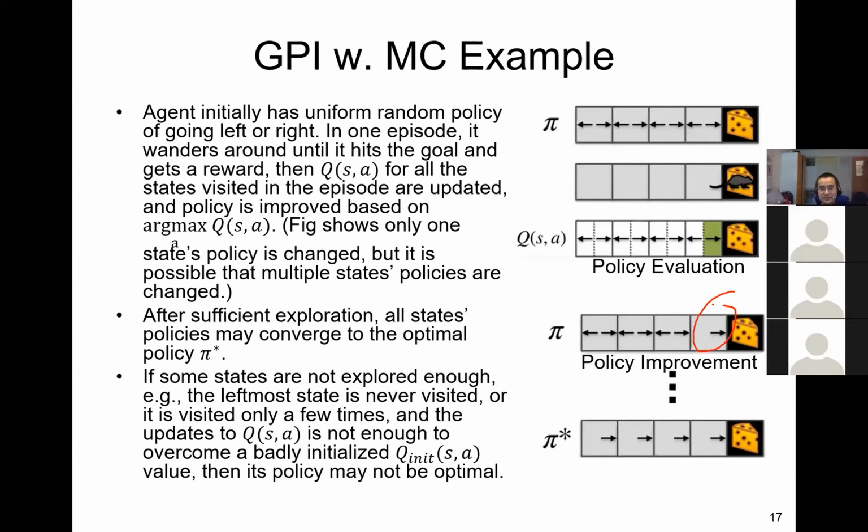After sufficient exploration, all states' policies may converge to the optimal pi star, that is, pointing right towards the goal, the cheese. If some states are not explored enough, for example if the leftmost state is never visited, or it's visited only a few times and the updates to the Q are not enough to overcome a bad initialization, then its policy may not be optimal. So sufficient exploration is important for converging to the optimal policy.